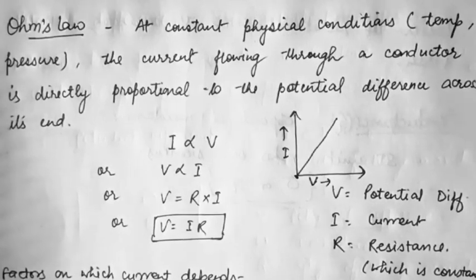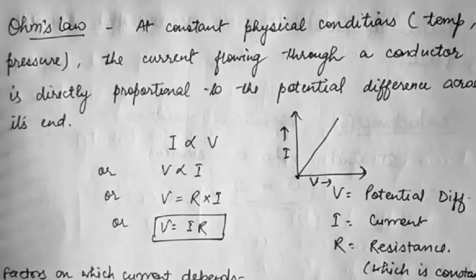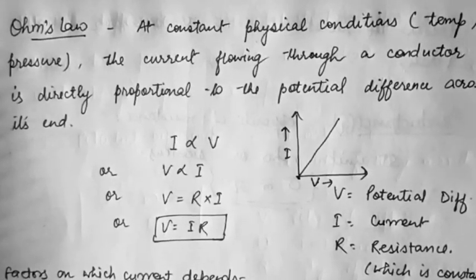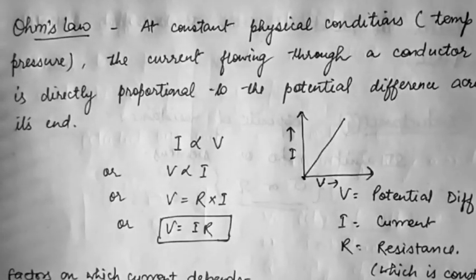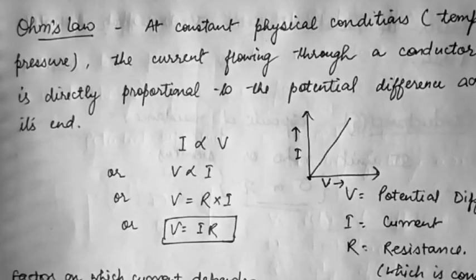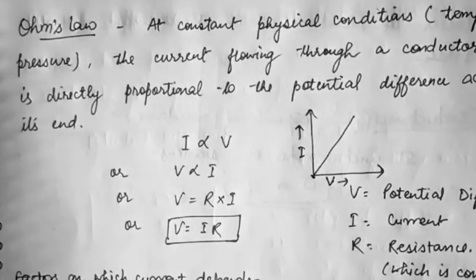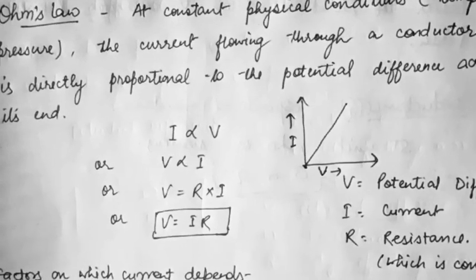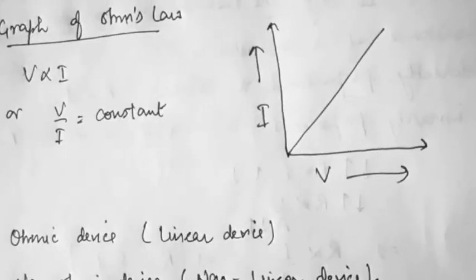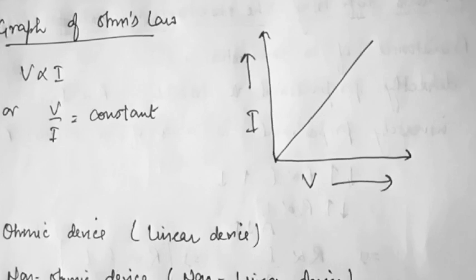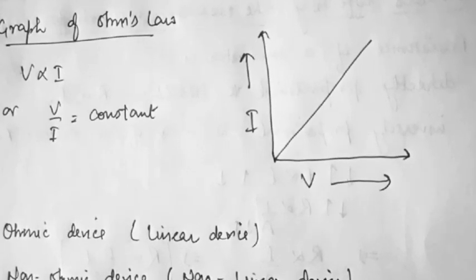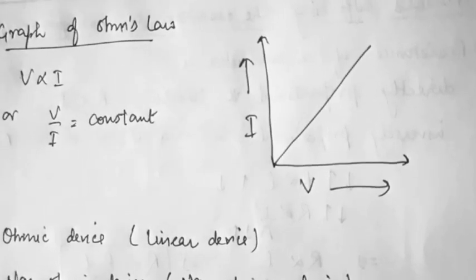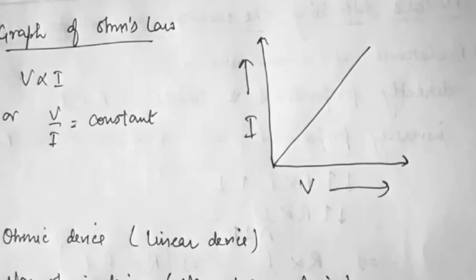So V is directly proportional to I, or you can say I is directly proportional to V. If we increase the voltage, the current increases, and if we remove the proportionality sign, a constant is introduced, and this constant is R, the resistance. If we talk about the graph of Ohm's law, V is directly proportional to I, or you can write that V upon I is constant. Such a relation gives us a linear graph, that is, a straight line.